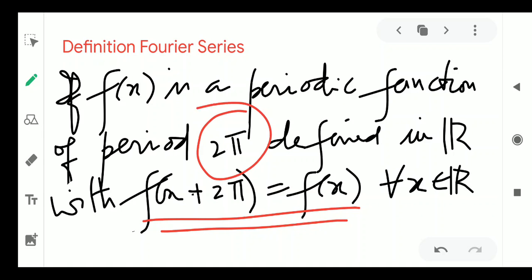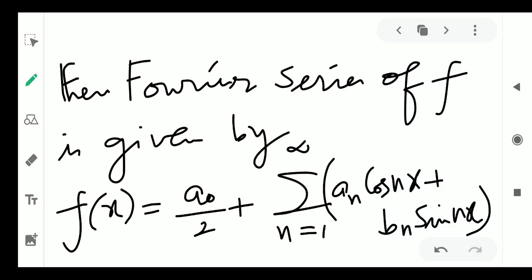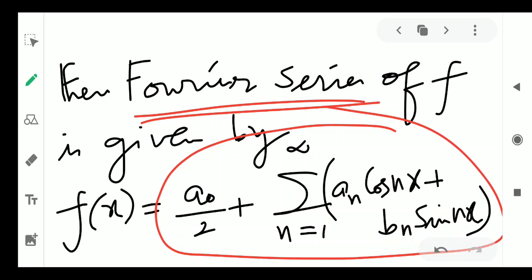Here the period is a special period. The general Fourier series we'll learn after learning this one, because this kind of function, which is a periodic function of period 2 pi, is very special. Then if you define it like this, its Fourier series is defined. Its Fourier series is given as an infinite series, where f of x is equal to, meaning its limit. Okay, I'll tell you what exactly it is.